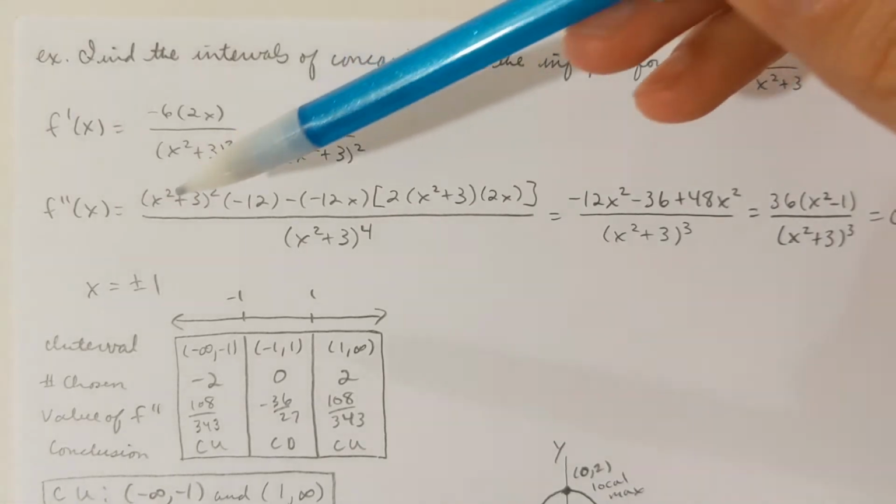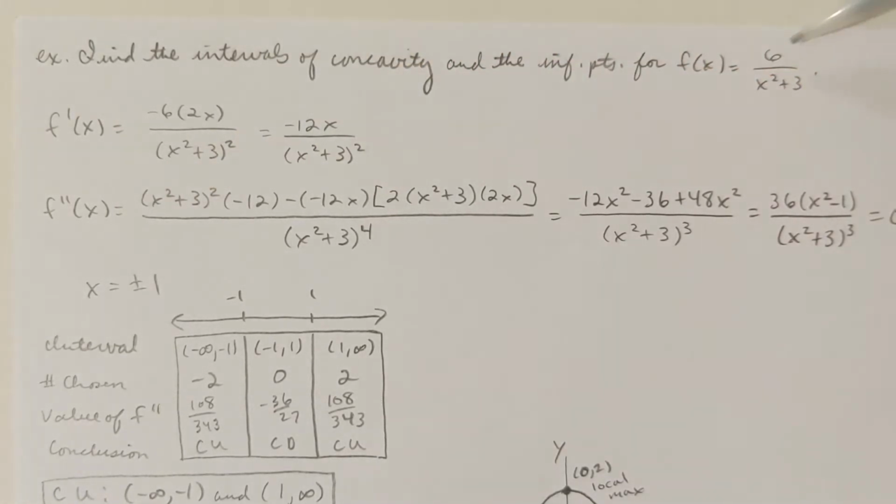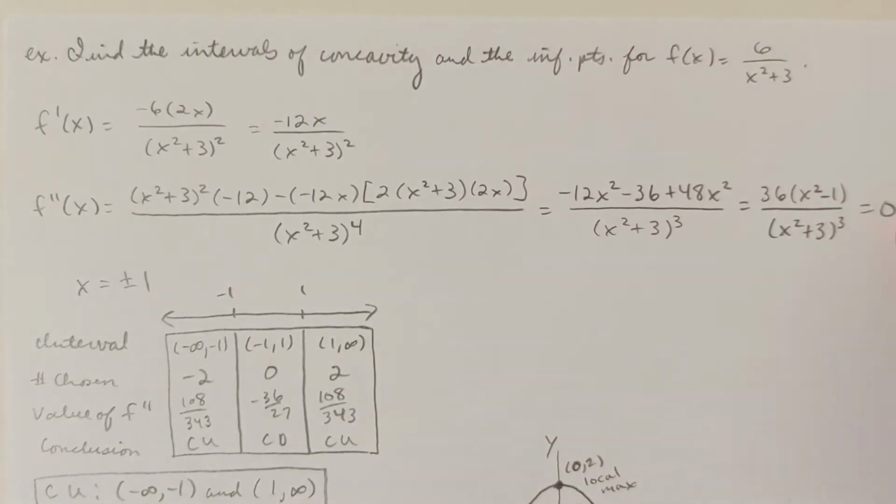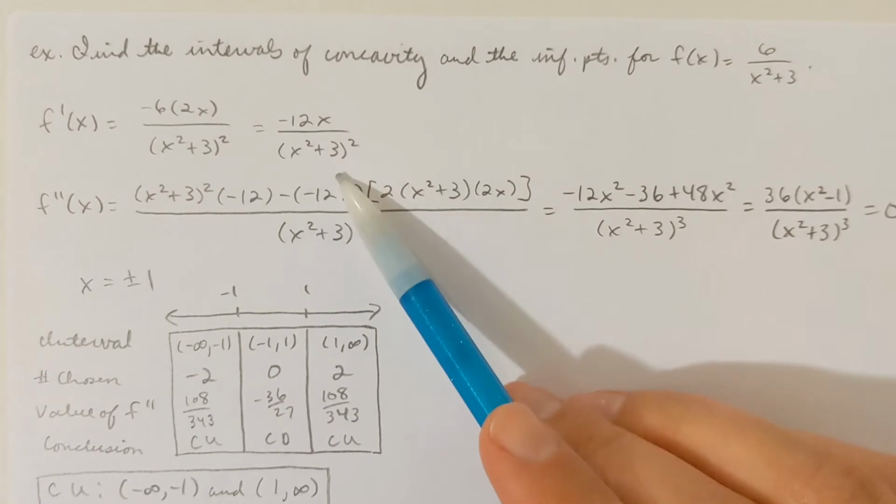Let's first get f double prime of x. F prime would be a quotient rule. So bottom times derivative of the top is 0, and then minus the top, minus 6 times the derivative of the bottom, that'd be 2x, all over the denominator squared. Or that's going to be negative 12x divided by x squared plus 3, the quantity squared. Now I'd have to differentiate again, so it's going to be another quotient rule. Inside the quotient rule, we're going to use the chain rule.